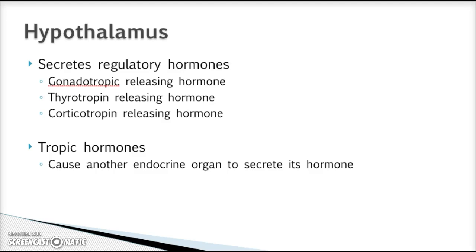The regulatory hormones include gonadotropic releasing hormone, thyrotropin releasing hormone, and corticotropin releasing hormone. When you see the suffix tropic or tropin, that means that the target organ is another endocrine gland and it is being stimulated to produce its hormone. So for example, a hormone called gonadotropic hormone targets the gonads, which will then begin to secrete hormones.